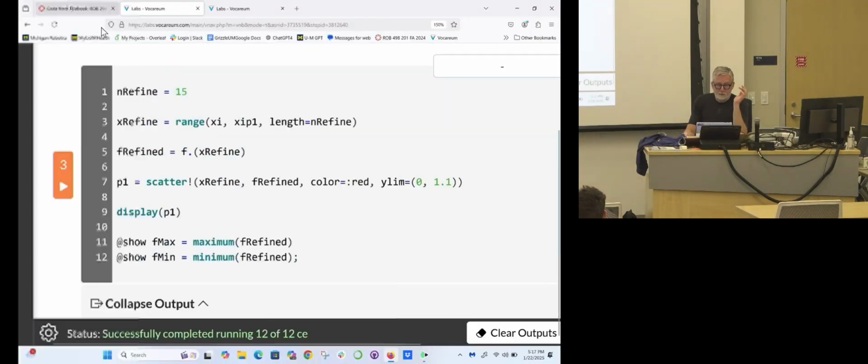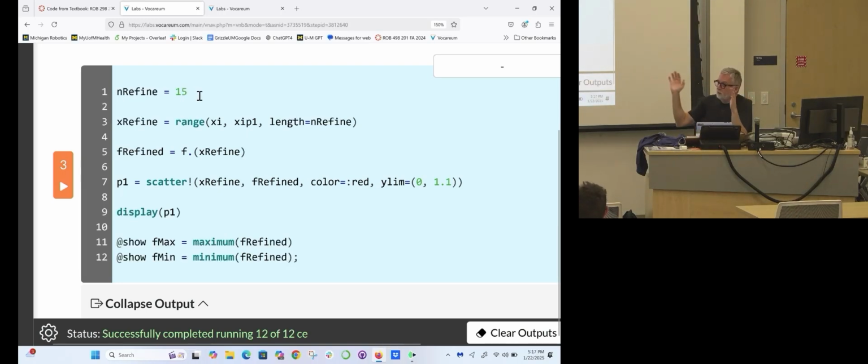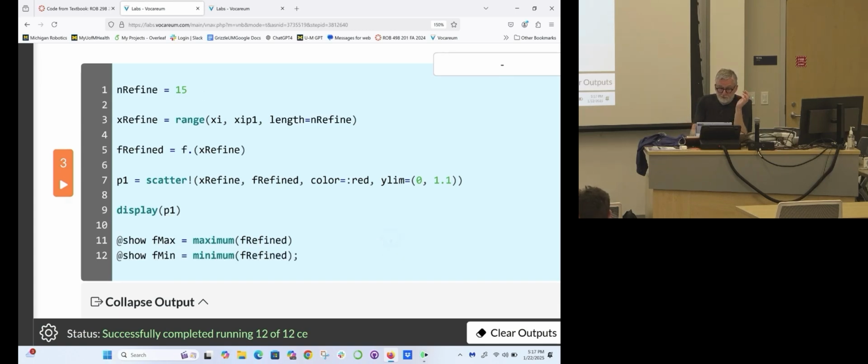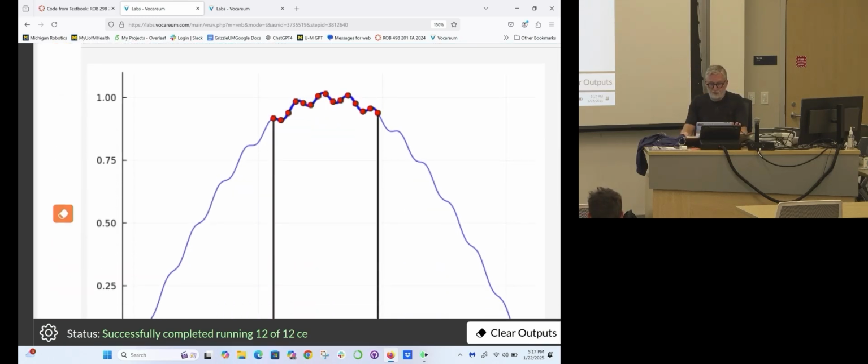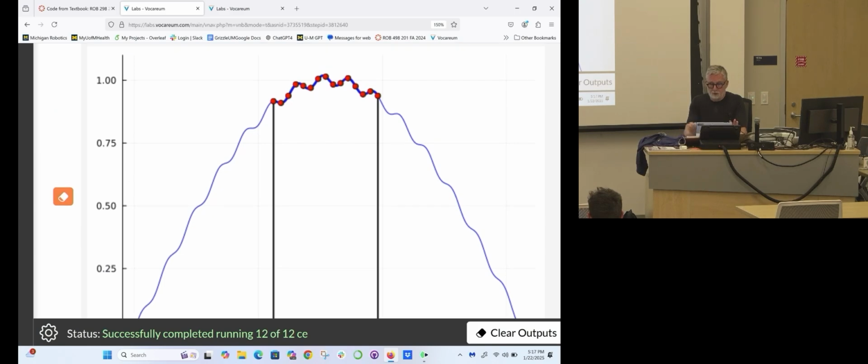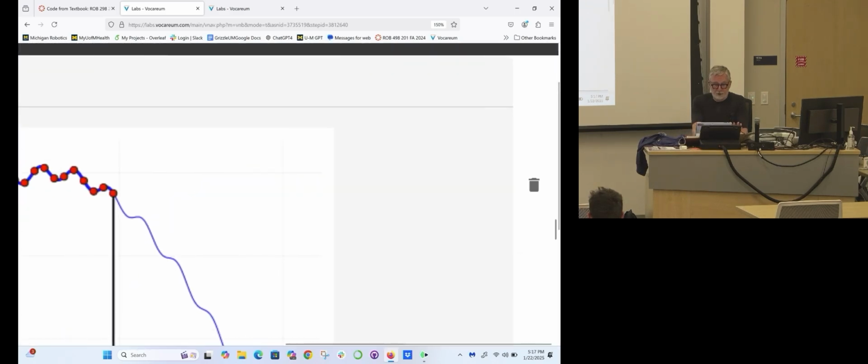Okay, so I'm just calling n refine the number of additional points we're adding to the interval. When we have our xi and our xi plus 1, I'm using the range function in Julia to get me the additional values just over that interval. And then you can see the scatter plot you get. Okay?